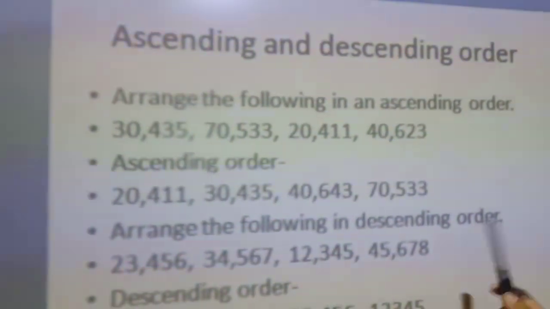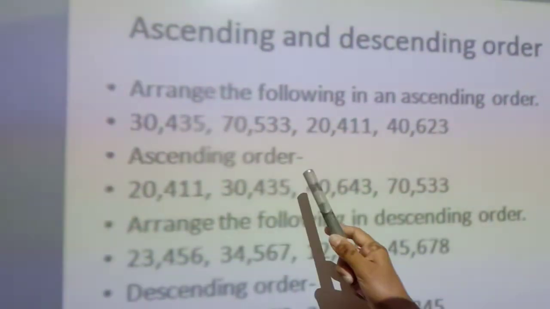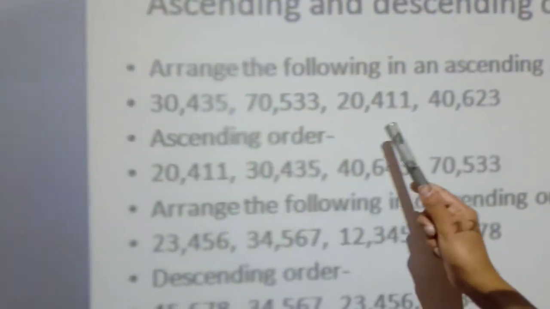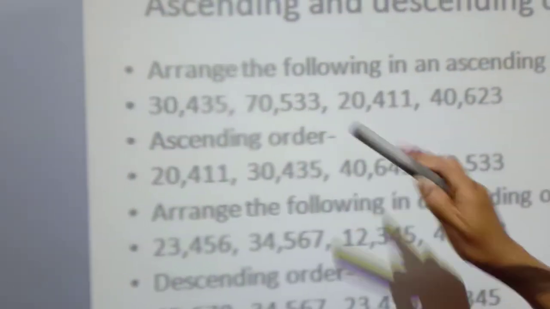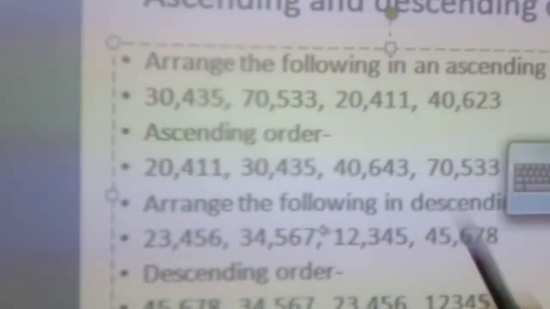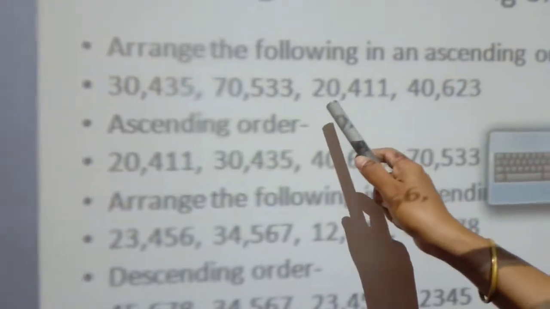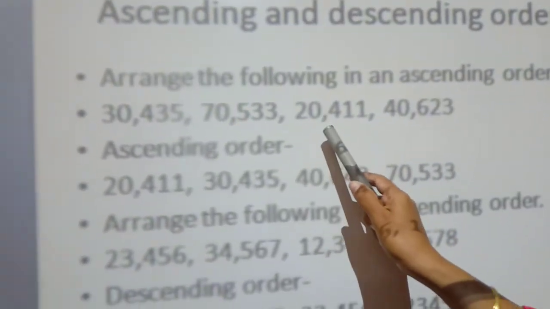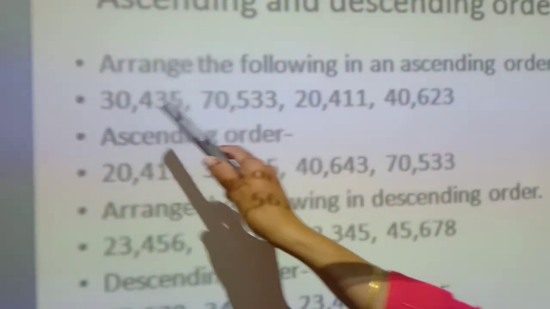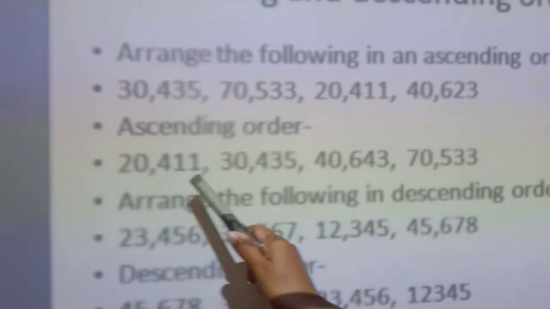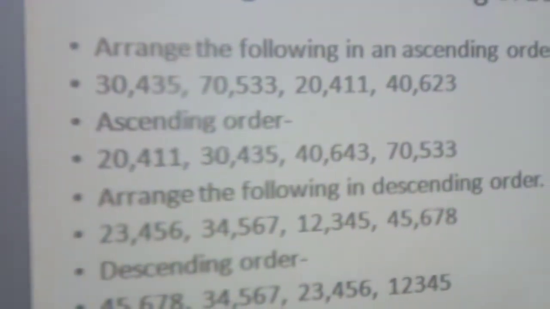If I want to arrange these numbers in ascending order, I have to start from the smallest. Here the smallest will be 20,000. If you see the 10,000's place, 2 is the least number. So start with 20,000, then 30,000, then 40,000, then 70,000. If you arrange like this, this will be your ascending order.